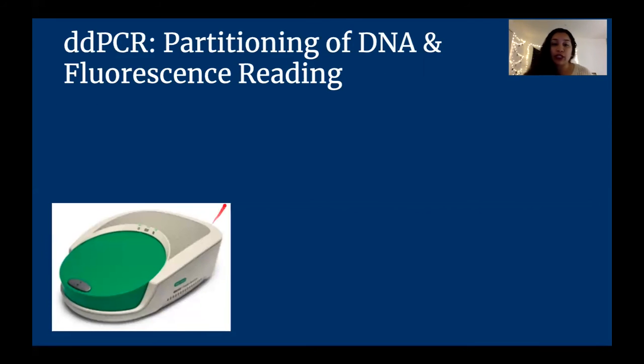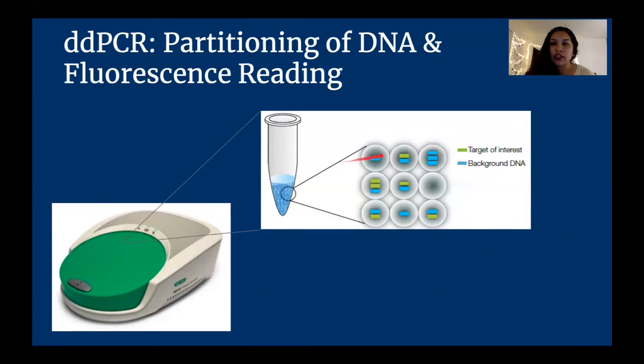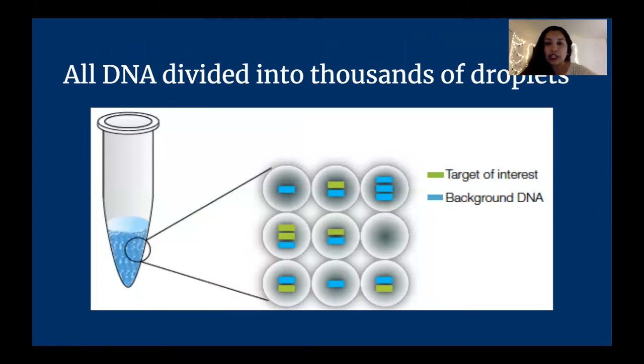Now here's how it works. We put the viral DNA into this device that's kind of like a bubble machine because it breaks the DNA into thousands of tiny droplets. Then we would actually run the PCR cycles, which is when the viral DNA is being copied. Now let's imagine that SARS-CoV-2 is represented by this green band, our target of interest in each of these droplets, and the blue bands are the DNA from the rest of the microbes.